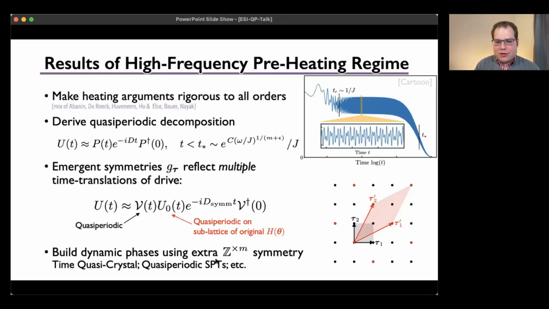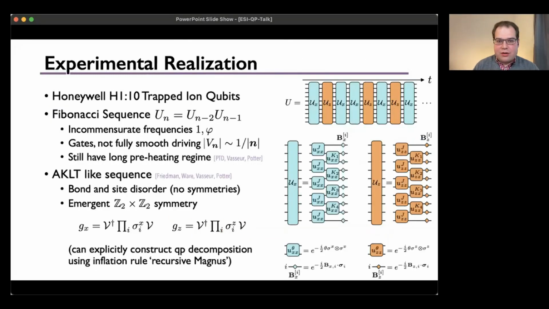So once we have these extra symmetries, we can do topological classifications on them. We can build new types of symmetry breaking phases like time-quasicrystals. We can have quasiperiodic SPTs and many other interesting phenomena. So in the last couple of minutes, I want to just shift gear quickly and talk about an experimental realization.